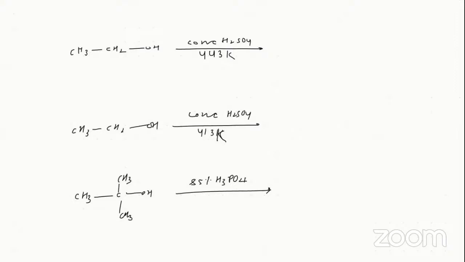Concentrated H2SO4, 443. Sir, if you are talking about 413 Kelvin, it should be 2CH3CH2OH, no, sir? Yes. But sir, here you have written only one, but I think here you have to take two. Balancing you have to do, na. Okay, balancing I will do. Correct, correct. Very good.